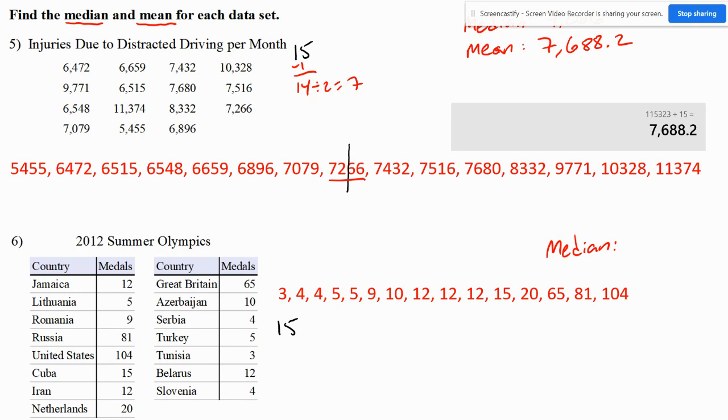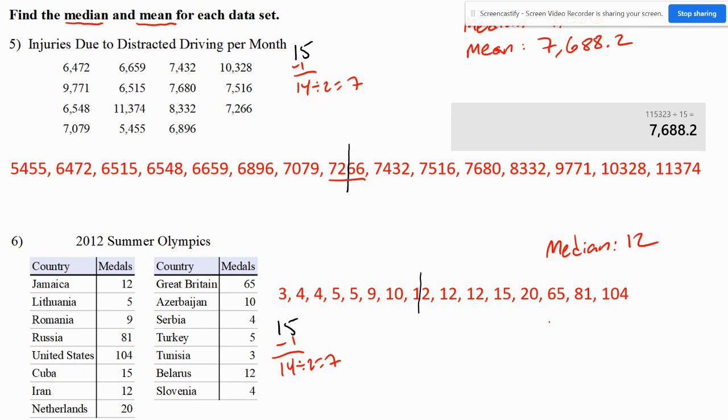I happen to have 15. 15 is not an even number, so I'm going to subtract the 1 to make it an even, because 14 divided by 2 is 7. So I'm going to make a line such that I have 7 numbers on each side of my line. So I'm crossing out this 12. My median in this case is 12 because it is the number that I went through.